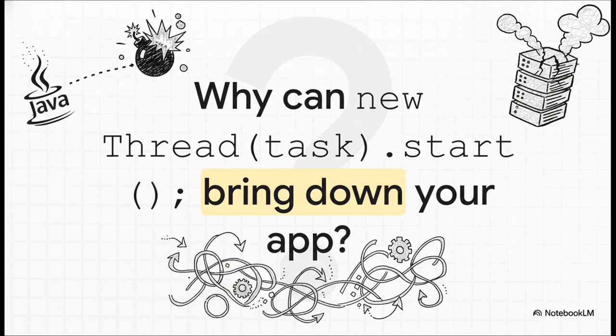You've got a task, you wrap it in a new thread, you hit start, boom, done. But in a real, live production system under any kind of serious load, this line of code is a ticking time bomb. Let's dig into exactly why.